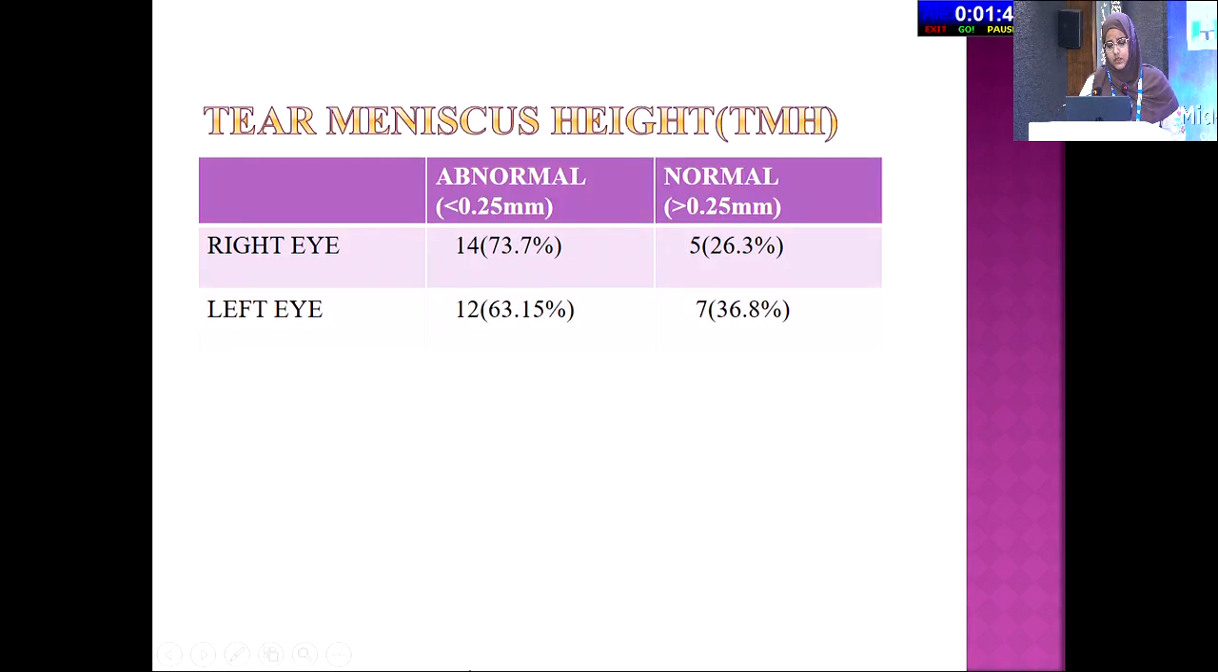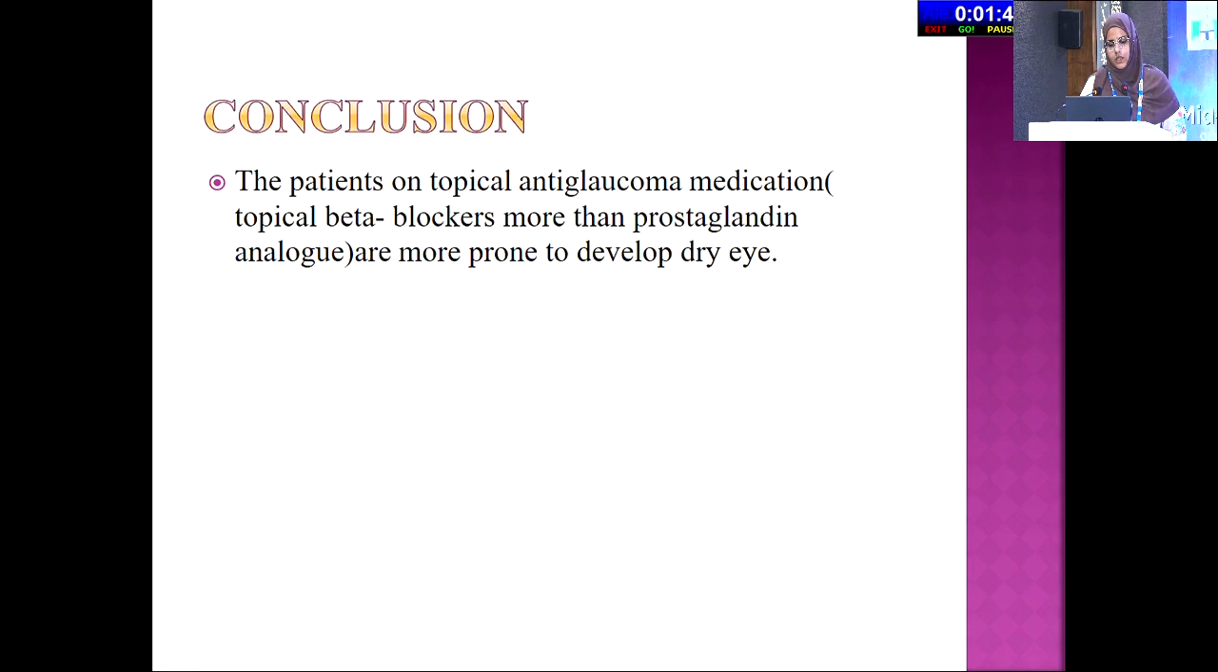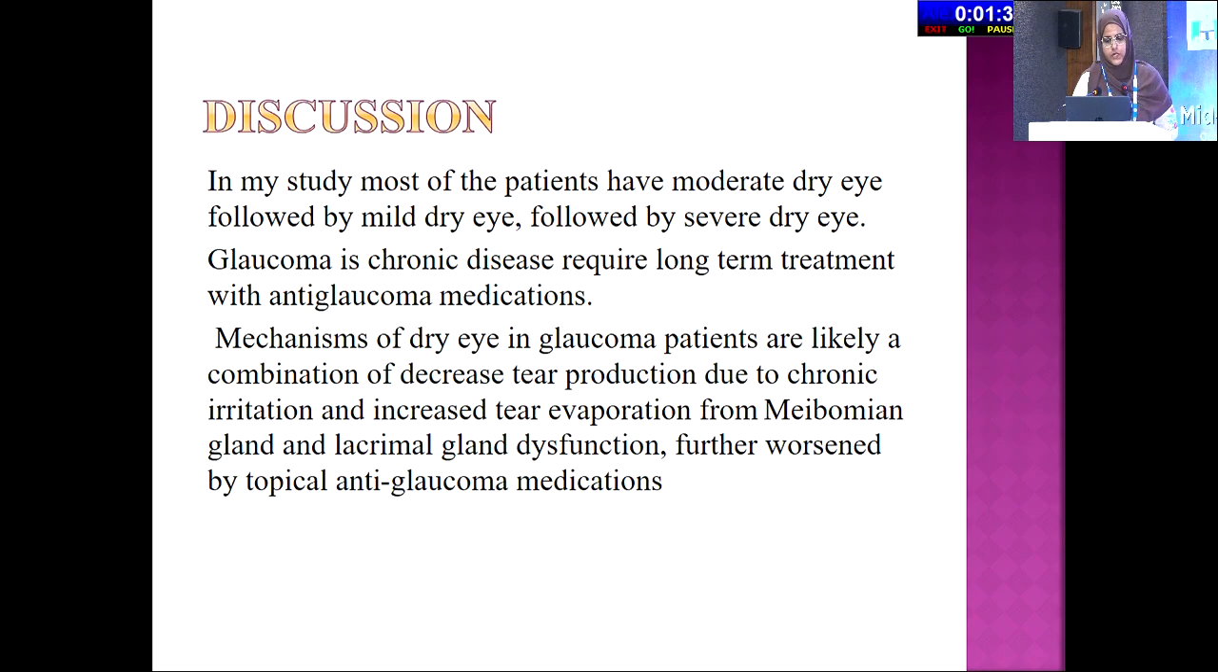TMH: 73.7% had abnormal TMH in the right eye and 63.15% had abnormal TMH in the left eye. Conclusion: patients on topical anti-glaucoma medications, topical beta blockers more than prostaglandin analogs, are more prone to develop dry eye. In my study, most of the patients have moderate dry eye, followed by mild dry eye, followed by severe dry eye.